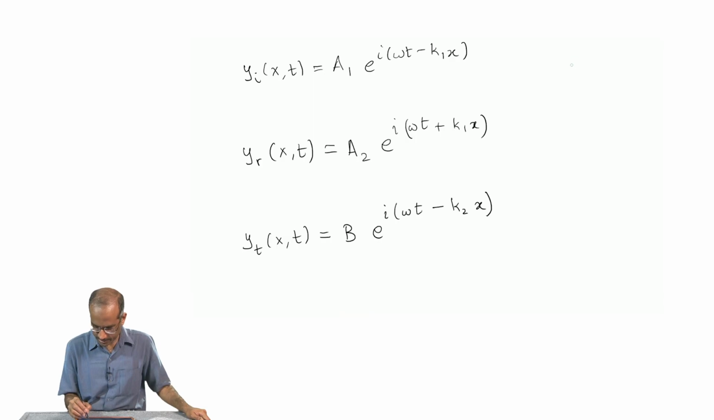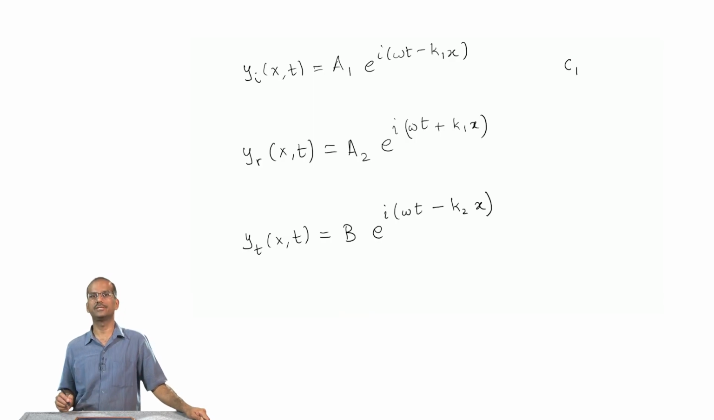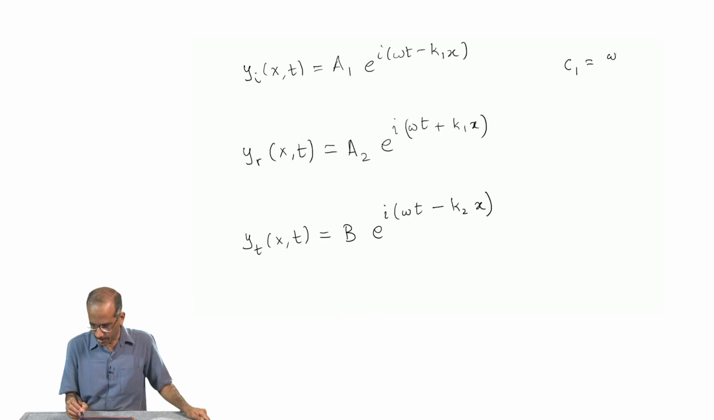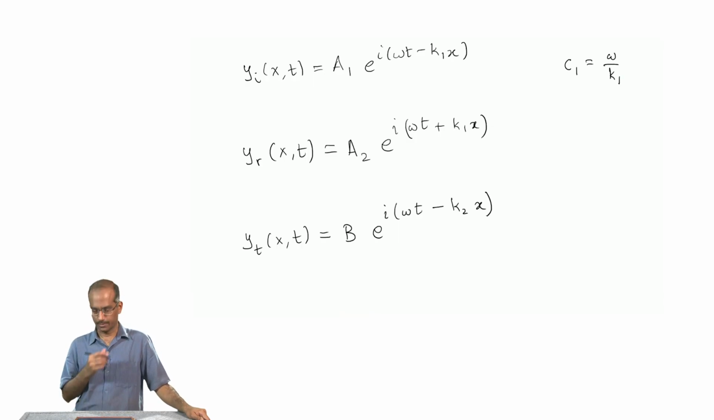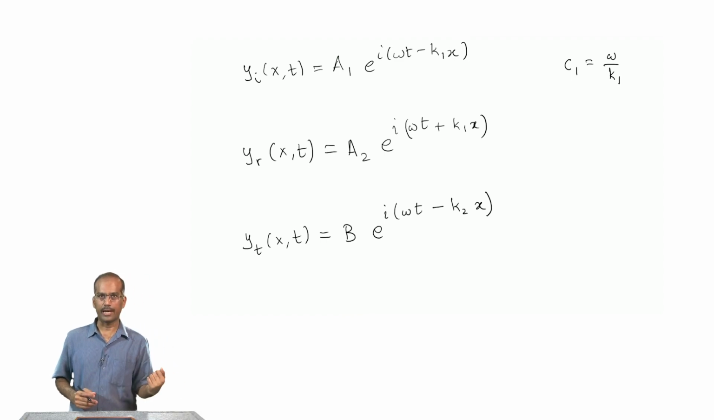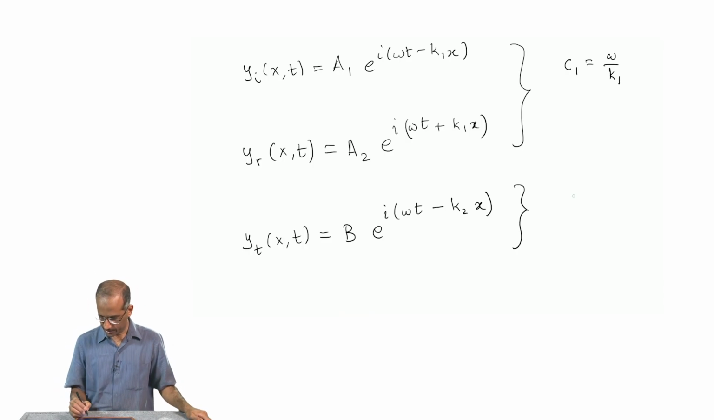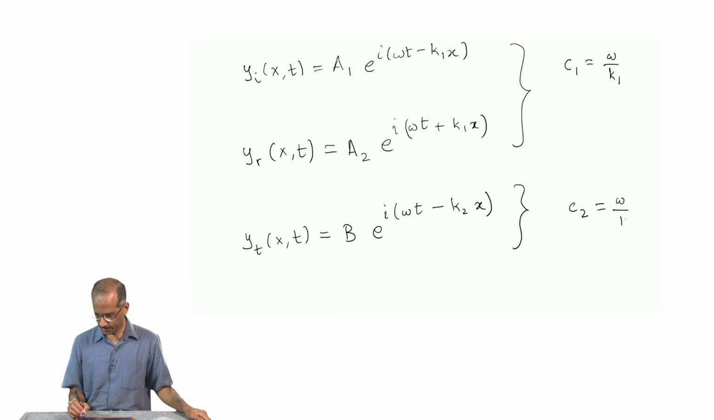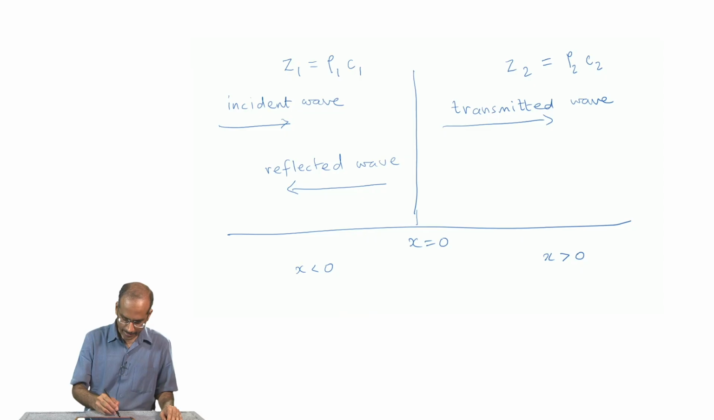So, the phase velocity, for instance, which I can indicate by C1, would be omega by k1. If you are in medium 1, both the incident and the reflected wave would have the same phase velocity, simply because omega is the same and k1 is also the same for both of them. On the other hand, for the transmitted wave, the phase velocity would be a different value. That would be c2, which is omega by k2. So, let me go back and write these things here in our figure.